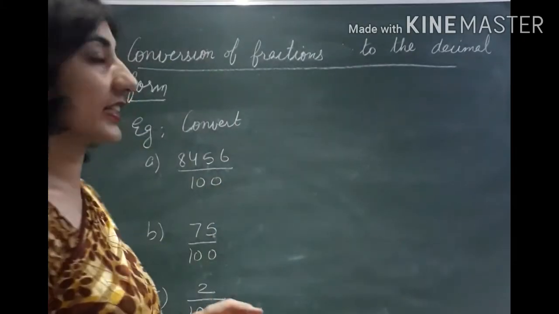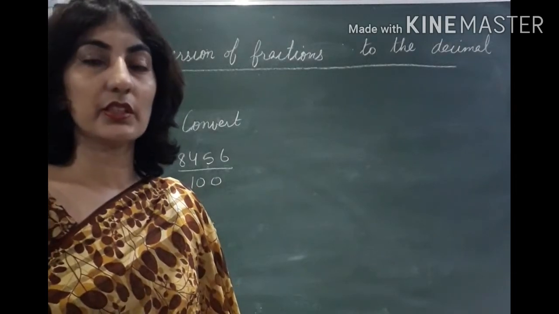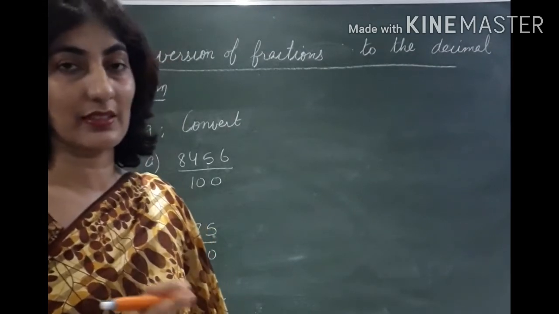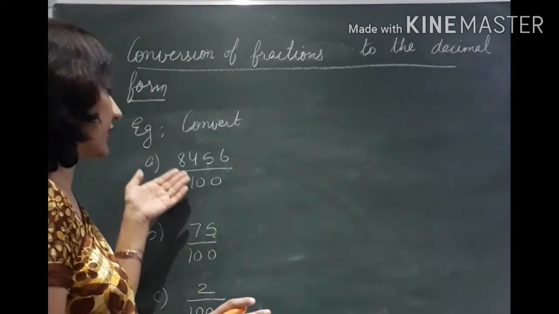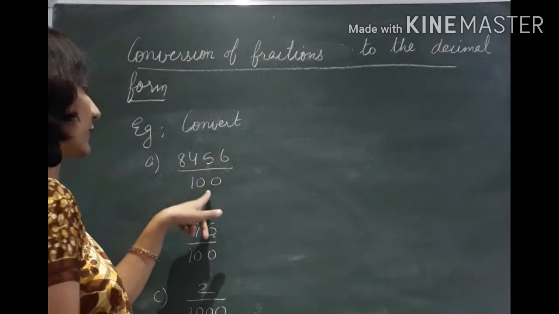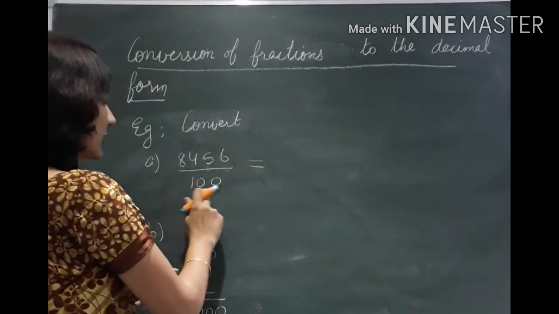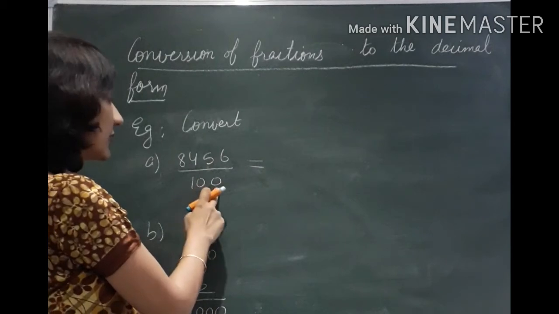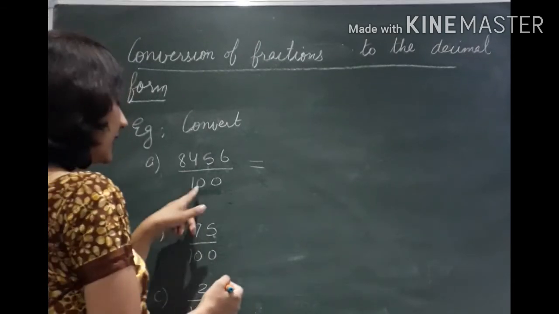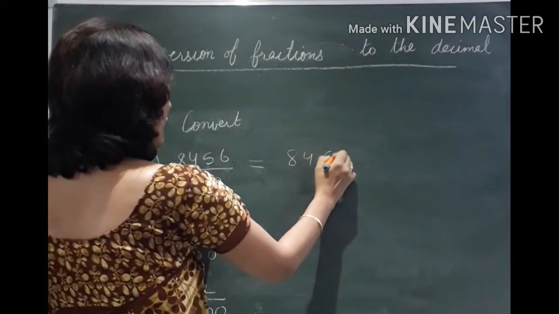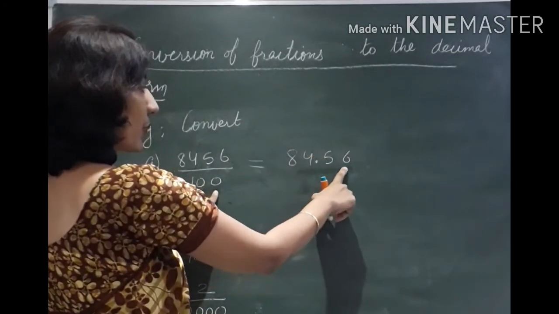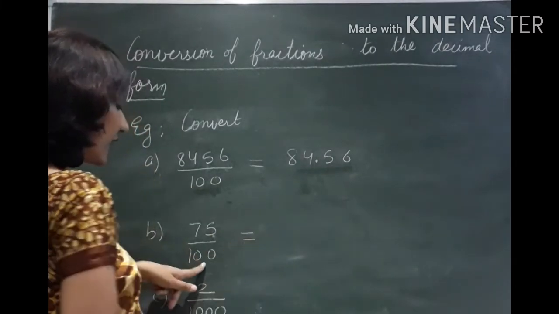Next is to convert fractions to decimal numbers. First we learned how to convert decimal to fraction, then how to convert fraction to decimal. Here also there are two cases. One case is when the denominator is already 10, 100 or 1000. See here, 8456 divided by 100. We will see the zeros in the denominator. As many zeros as there are, from the right-hand side we will leave that many digits in the numerator and put the point. Here there are 2 zeros, so in 8456 I will leave 2 digits from the right and put the decimal. So it is 84.56.